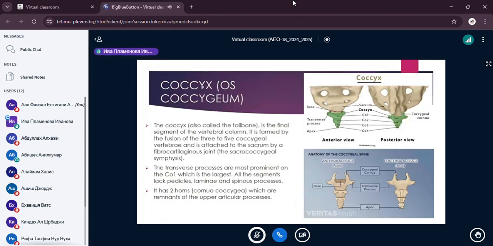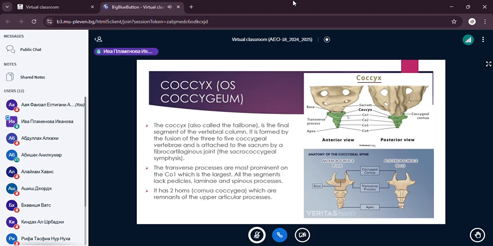Coccyx, or os coccygeum in Latin. It's also called the tailbone. It's the final segment of the vertebral column. Again, it's formed by the fusion of 3 to 5 coccygeal vertebrae and is attached to the sacrum by a joint, the sacrococcygeal symphysis.